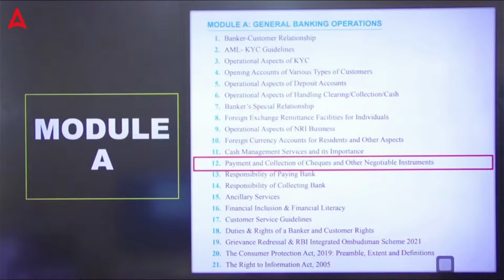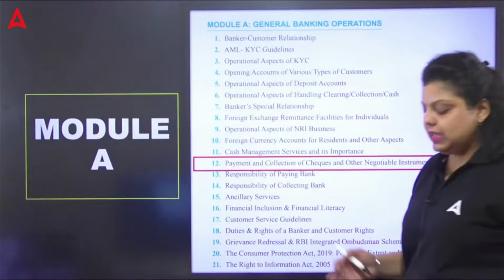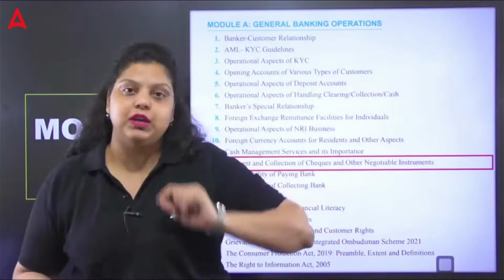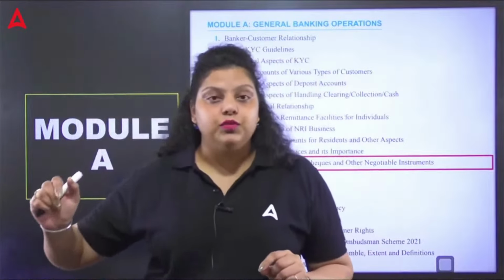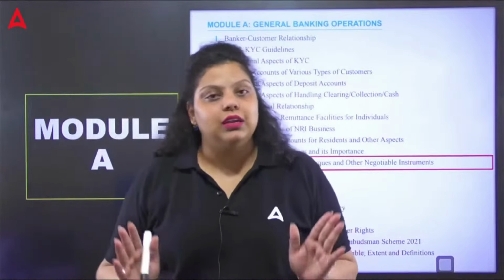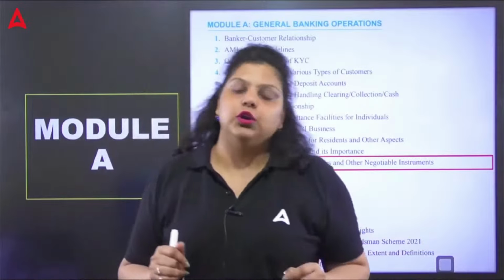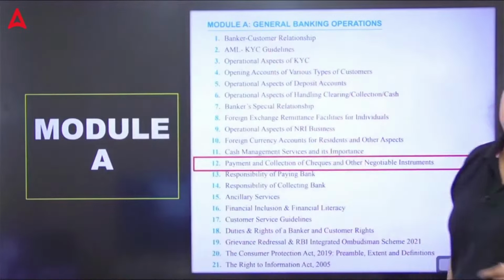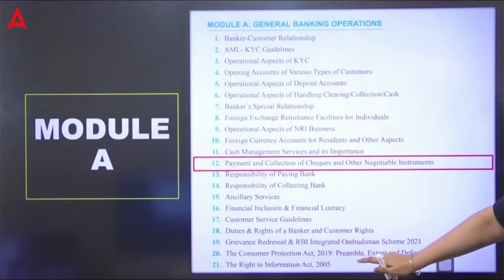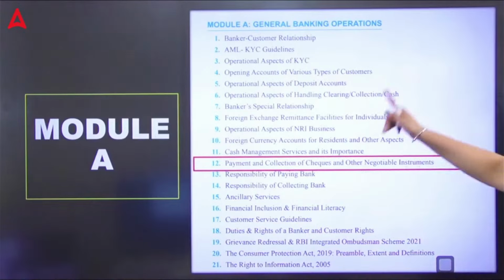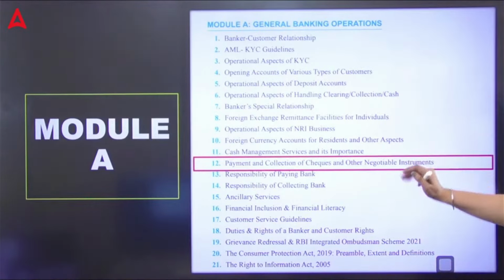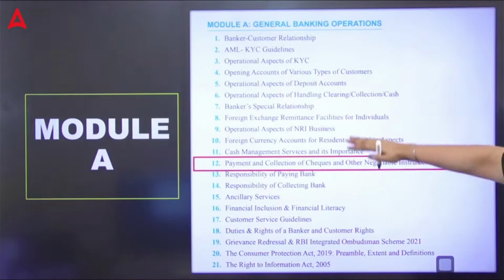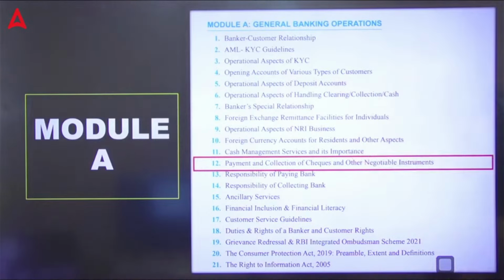If I talk about PPB, principles and practices of banking, this particular subject covers 55 units. Out of 55 units, 21 units are in the first module, that is module A of your PPB. That talks about the general banking operations, all the general operations that a banker performs in a bank. So all these we are going to cover in module A. Till now 11 chapters we have covered. Now this is the 12th chapter, payment and collection of checks and other negotiable instruments.